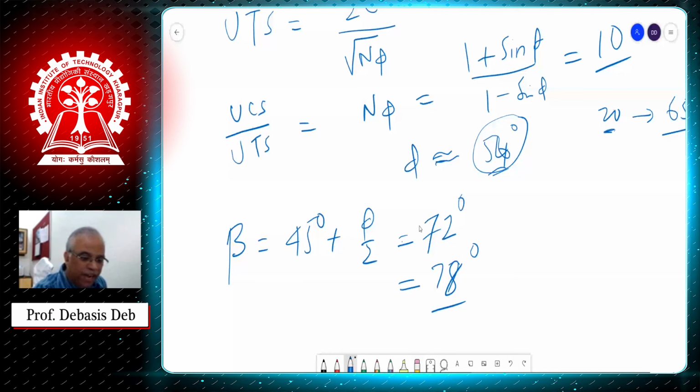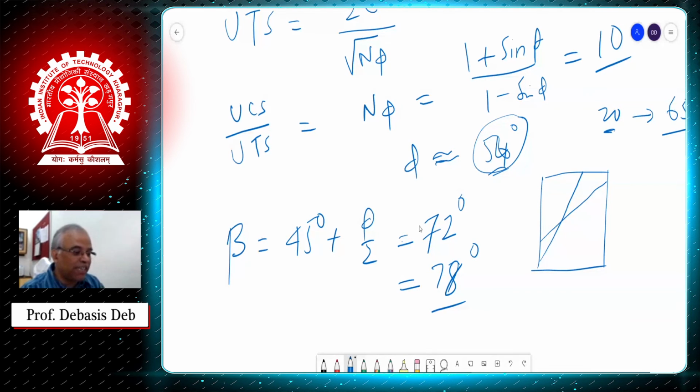Now, what is beta? You remember this angle, right? So one is almost 72 degrees, another maybe 78. So you see, the more this ratio UCS by UTS, the more we are going towards the 90 degree thing.